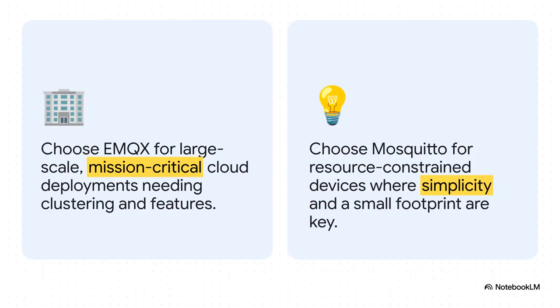So if your answer to question 1 was massive scale, then you're definitely looking at EMQX. It was just built from the ground up for those huge mission-critical cloud deployments. But if your answer was more like simplicity and a small footprint, especially on a device with limited memory or power, then Mosquitto is a fantastic, proven, and really straightforward choice.